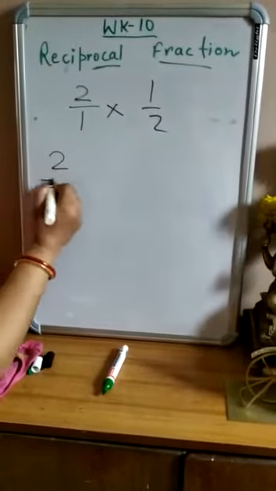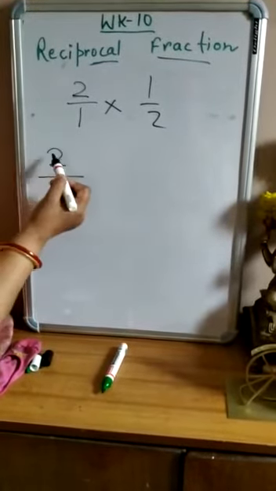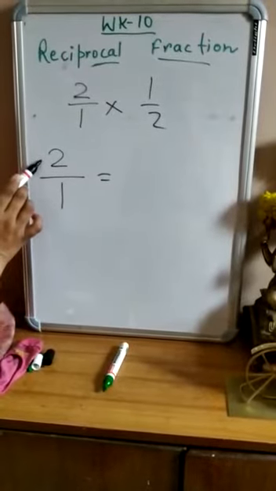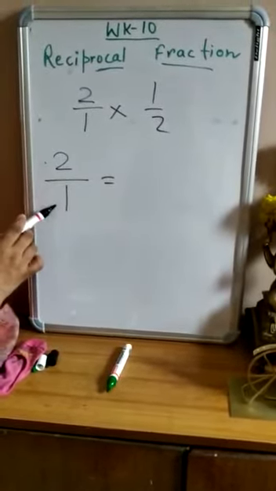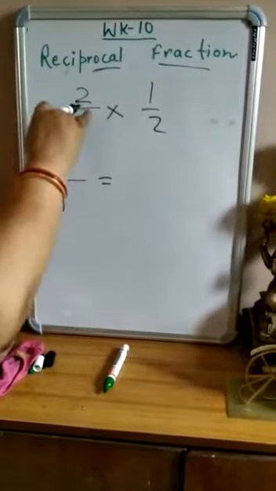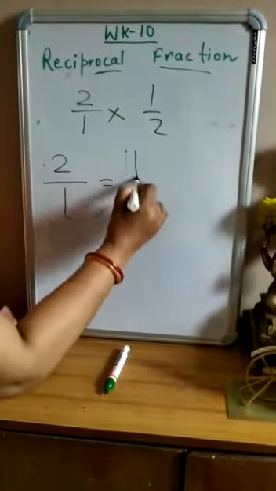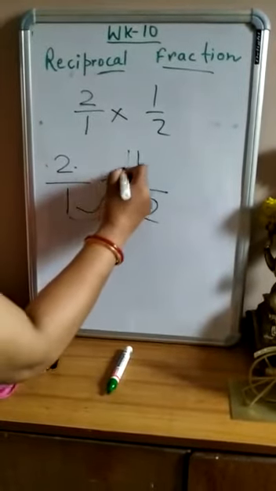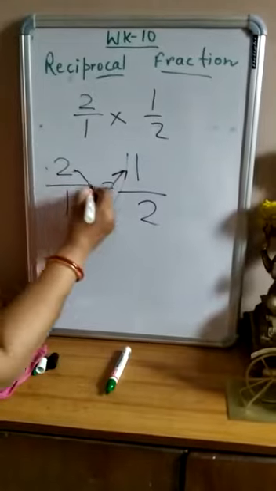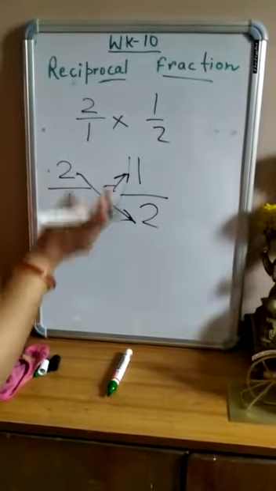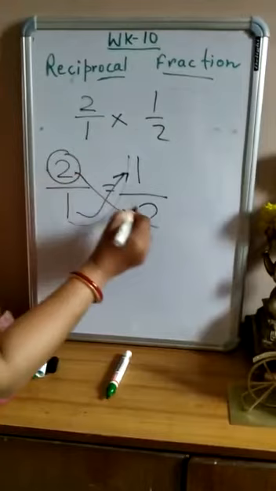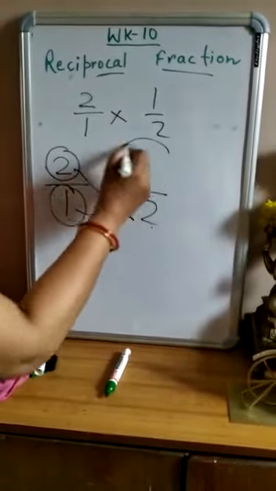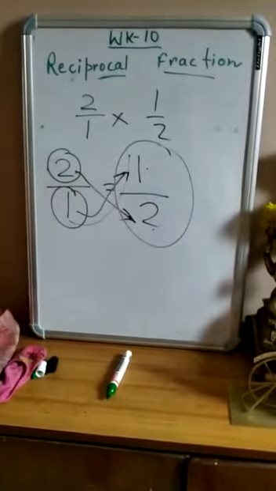For example, I have to find the reciprocal of 2 by 1. What is the numerator of 2 by 1? 2, and the denominator of 2 by 1 is 1. So I will interchange. The 1 will become the numerator and the numerator will become the denominator. The denominator becomes the numerator and the numerator becomes the denominator. Then we get the reciprocal of that fraction.